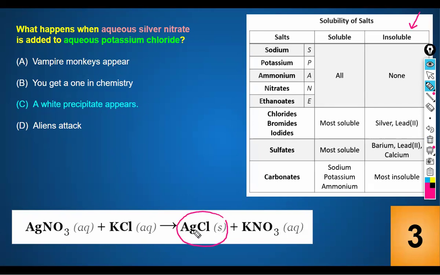But silver chloride, look at here. Silver chloride is what? Insoluble. So that means when the reaction takes place, it will form what? A solid. Usually when something forms a solid, it will form what? A precipitate. And on top of that, you have to know it's a white precipitate. So you see how much things the examiner assumes that you know for this quote unquote wonderful question.